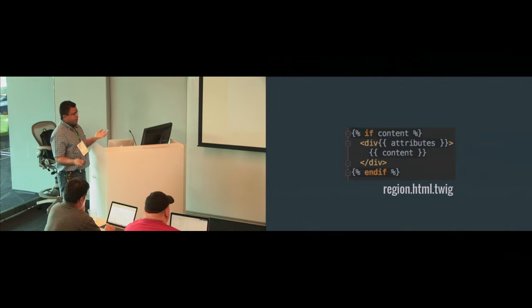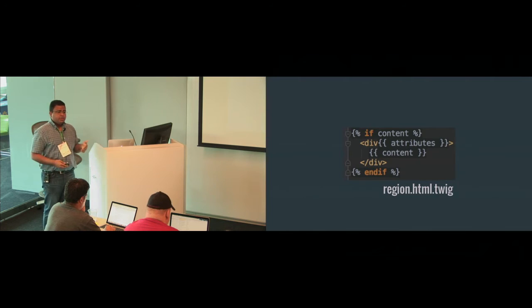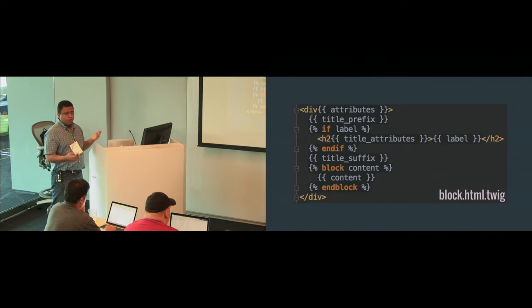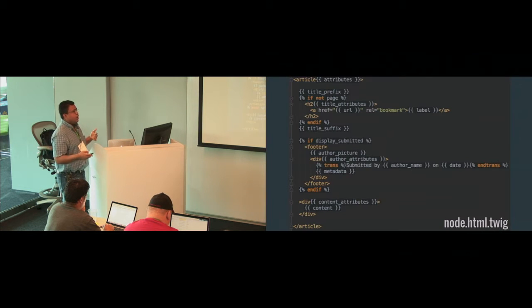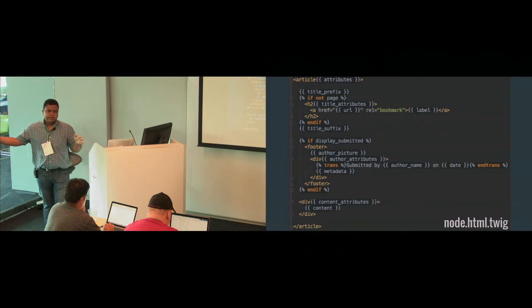Then we have the region template. In the region template, it's really simple. If there is content, we print the content. We have the region there. Inside regions, we have blocks. So the next one is the block template. And again, we have some markup, and we print the content. Let's say that the content of this block is a node. Then we have the node template. And we can continue doing this all the way to the field level.